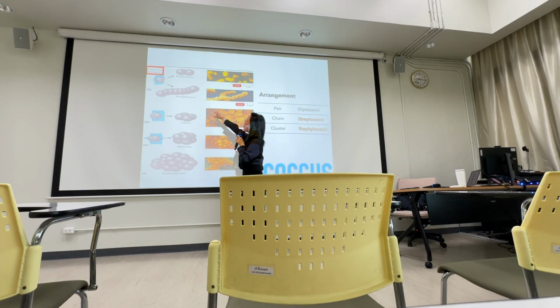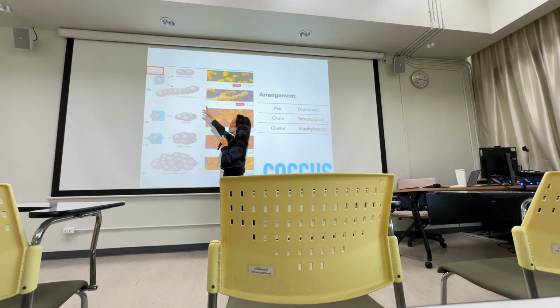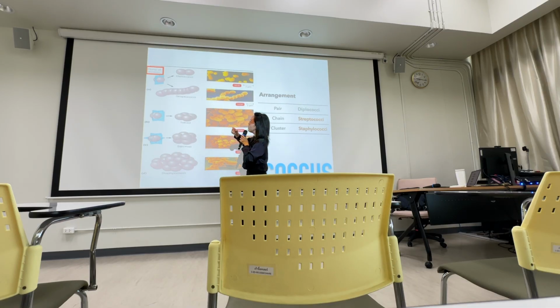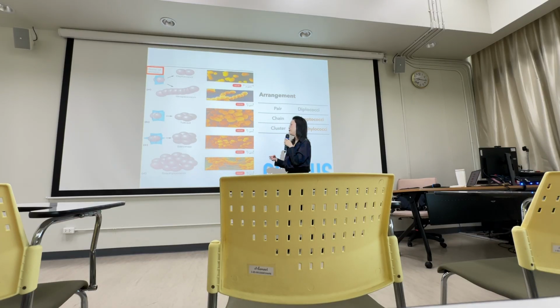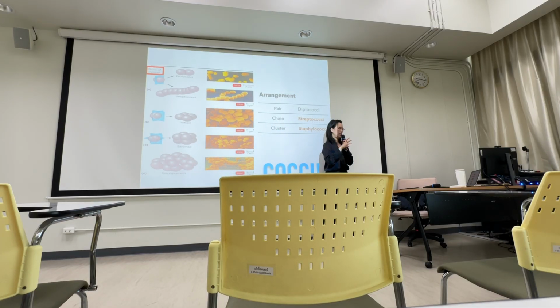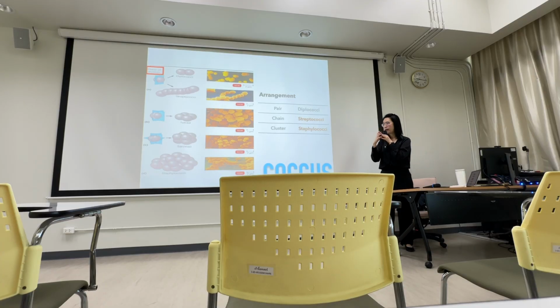For the streptococci group, the plane of division is only in the middle. After they do binary division, they just increase the number in a linear form because they have only one plane. But for the staphylococci, or the cluster one, they have multiple planes for cell division. So once they finish dividing, you will see them in a cluster that looks like a bunch of grapes.